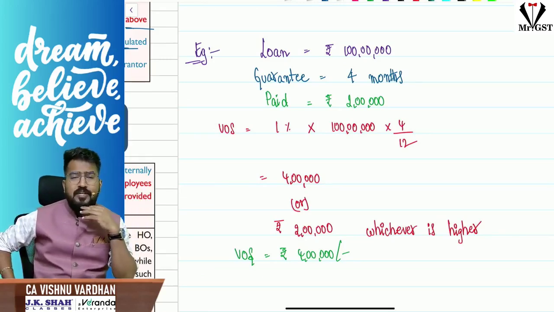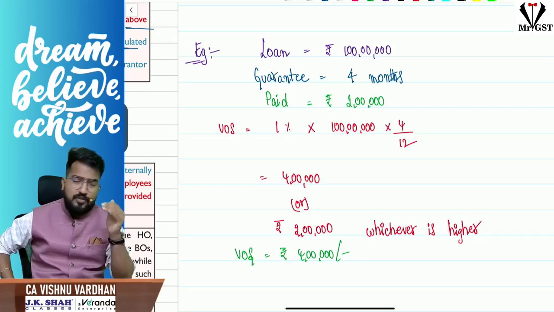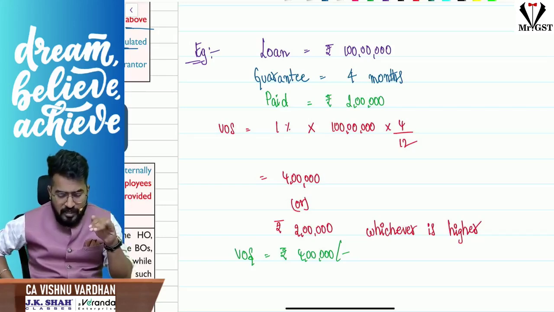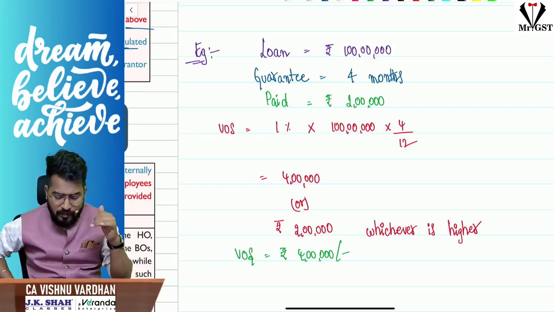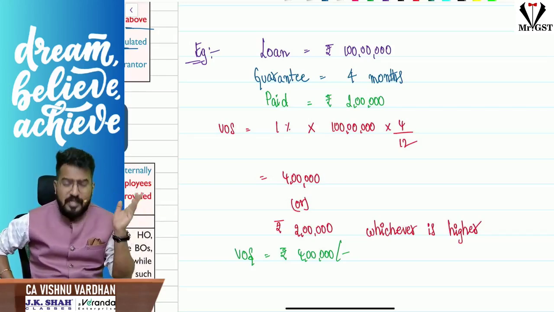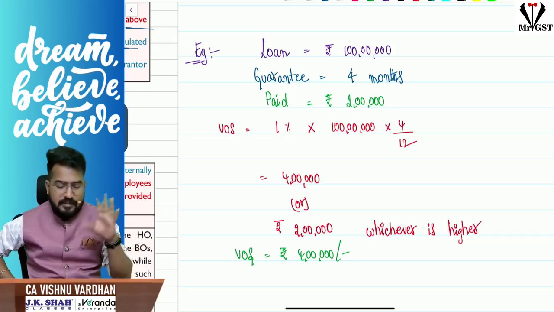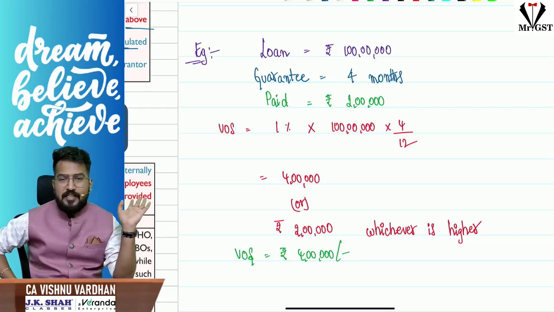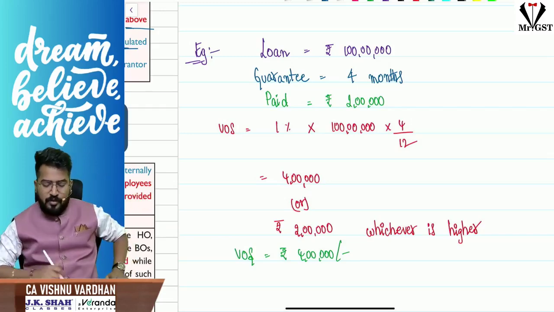What is the value of supply? 1% of 100 crores, sorry, 100 lakhs, into, this is not for 1 year, this is for 4 months. So 4 divided by 12. You will get 4 lakhs, compare it with 2 lakhs, whichever is higher. 4 lakhs is higher, so the value of supply will be 4 lakhs. That way, proportionately, you should do the calculation. Hope it is clear for you.